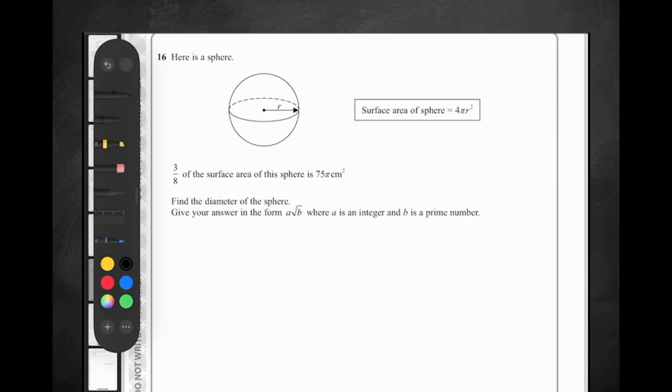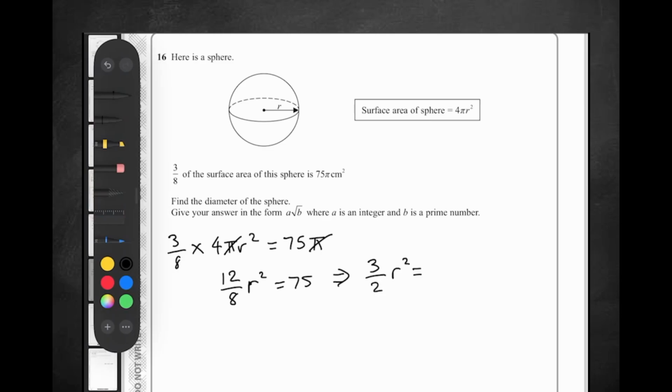So we are told that 3/8 of the surface area is 75 pi. So if I say 3 over 8 times the surface area of the sphere, which is 4 pi r squared, equals 75 pi. First thing I'm going to do straight away is get rid of these pi's, because they're just there to confuse things. And we'll expand this out slightly to say 12 over 8 r squared equals 75. 12 over 8 is another way of saying 6 over 4, which is another way of saying 3 over 2. So let's go with 3 over 2. r squared equals 75.